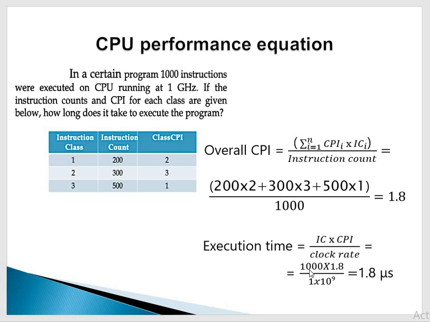After putting the value of IC, which is 1000, and the average CPI of the program, 1.8, upon the clock rate, which is 1 gigahertz, that is 1 into 10 raised to power 9, the execution time of the program will be 1.8 microseconds. So this will be the time taken by a processor with a clock frequency of 1 gigahertz to execute 1000 instructions with different counts and different CPIs. By using this example, we are able to calculate the execution time of a program in which different types of instructions have different CPIs.